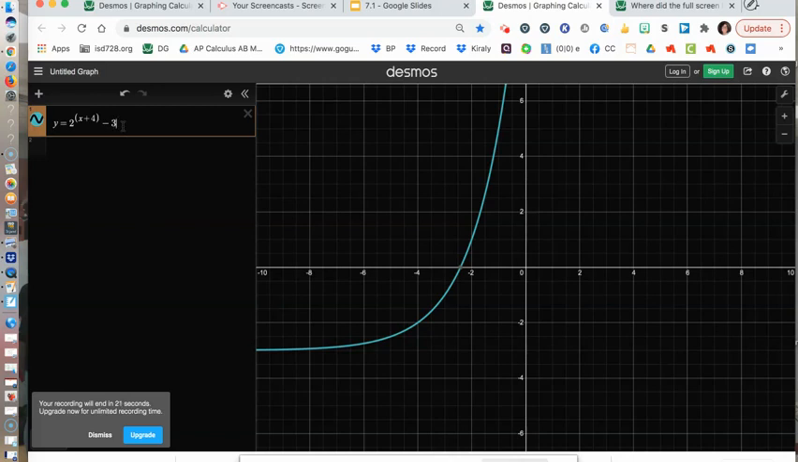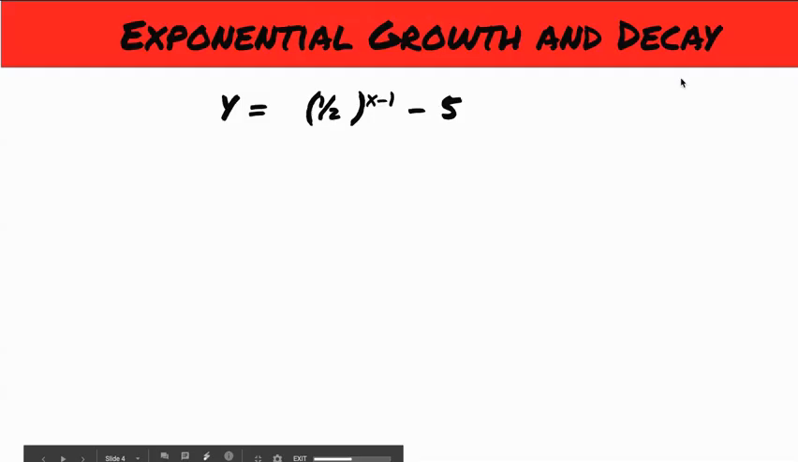And then how about the range? We're living above the fence, so y greater than or equal to negative 3. In the domain for these, no limitations. X can be anything, so all reals.